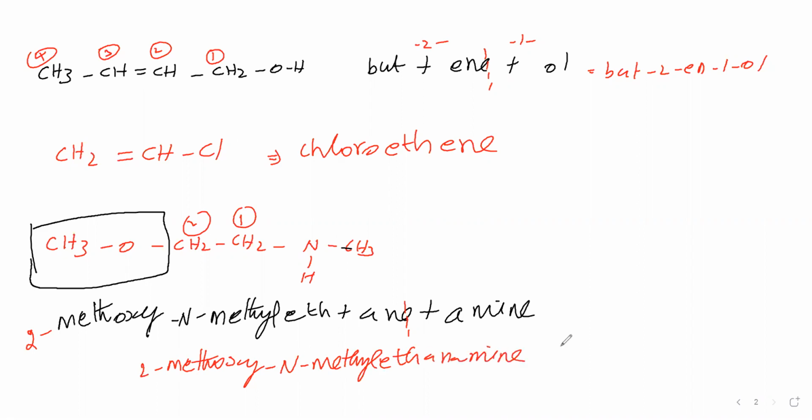Okay, 2-methoxy N-methyl ethanamine is the name of this compound, we can say. Next compound we will take. Next compound is CH3-CH=CH-CH2-CHO. This compound we will take.